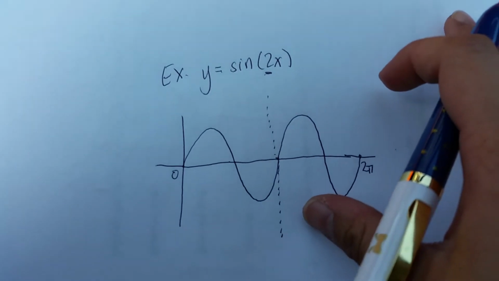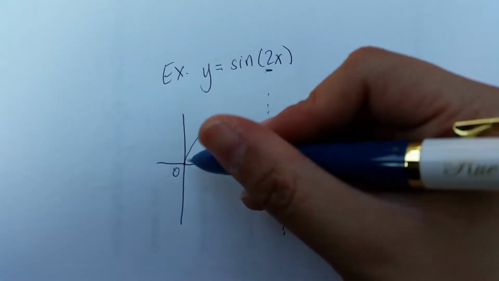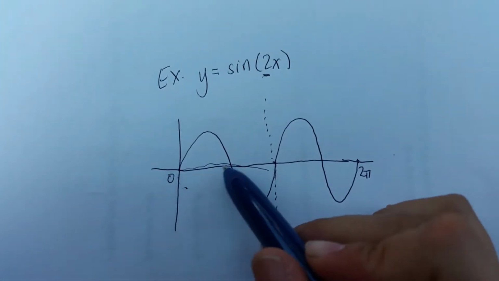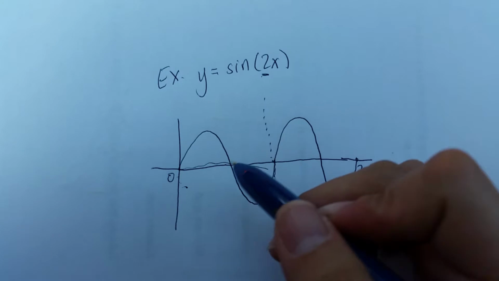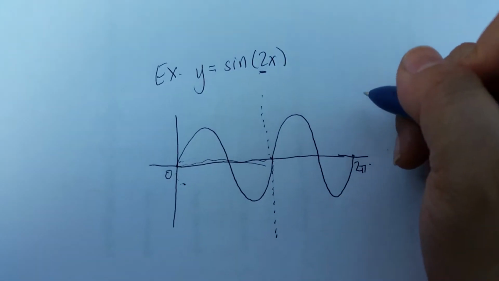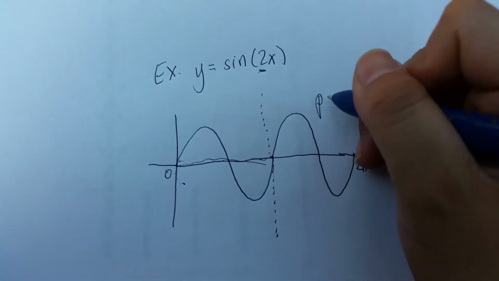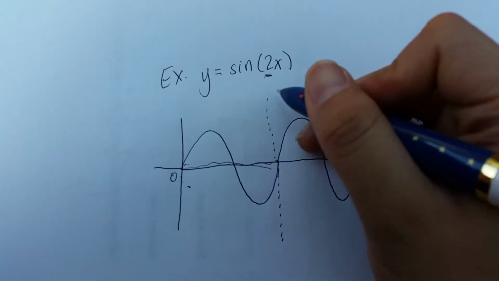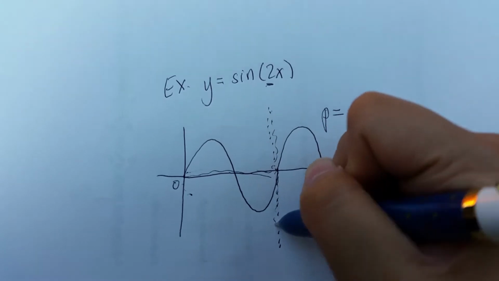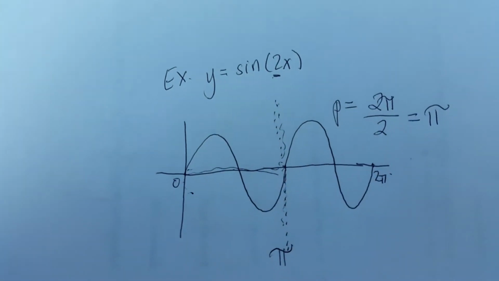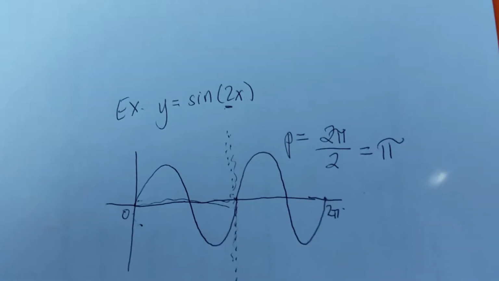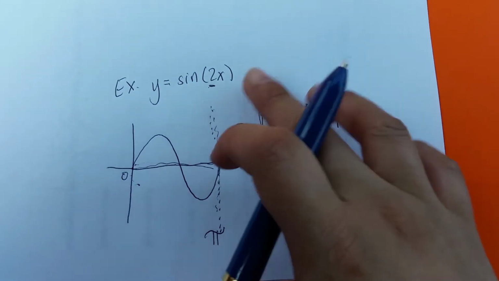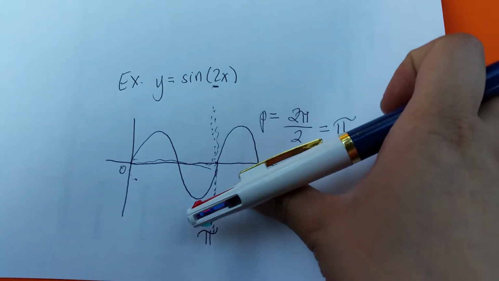So the period of this graph is how long one cycle is. So we know 2 cycles is 2 pi. So in order to find out one cycle, we had to divide by 2. So period equals 2 pi over 2. And we have pi. So we know that one period happens after pi radians. Okay?